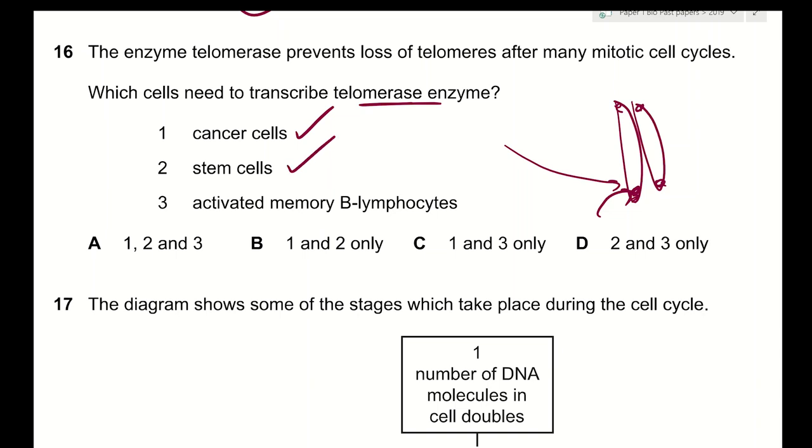For three, activated memory B lymphocytes. Now, first of all, when an antigen is encountered, B cells are activated and stimulated to divide into plasma cells, which secrete antibodies complementary to that antigen, and memory B cells. And now, when an antigen is encountered once more, these B cells are stimulated to quickly divide into plasma cells and more memory cells to release antibodies. Therefore, B lymphocytes also need to divide rapidly. Therefore, all three of them are correct, and the answer is going to be A.